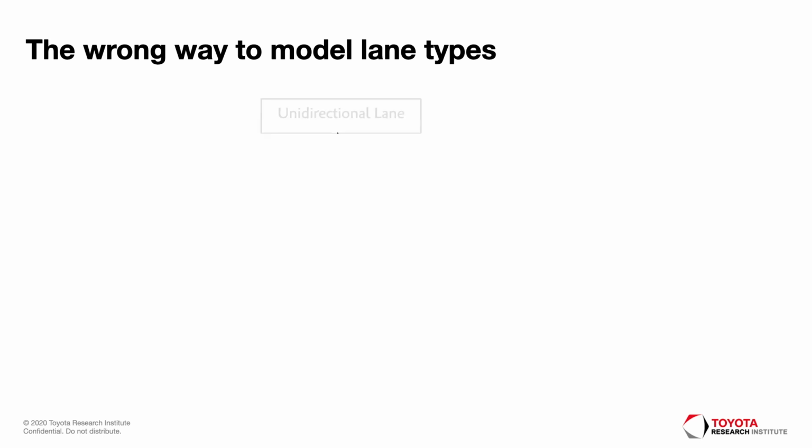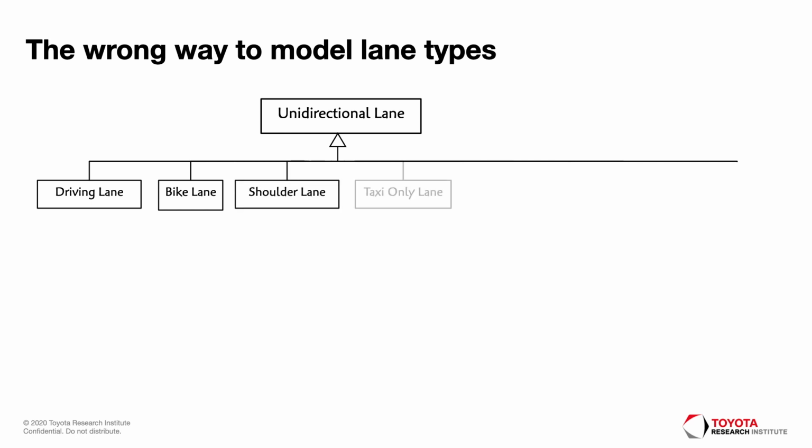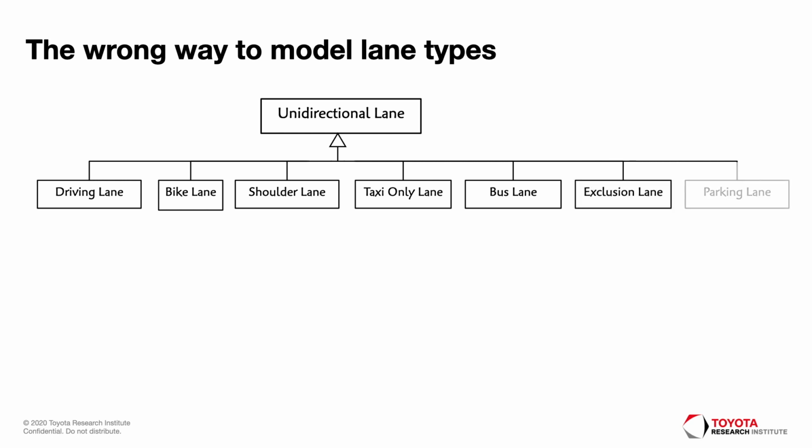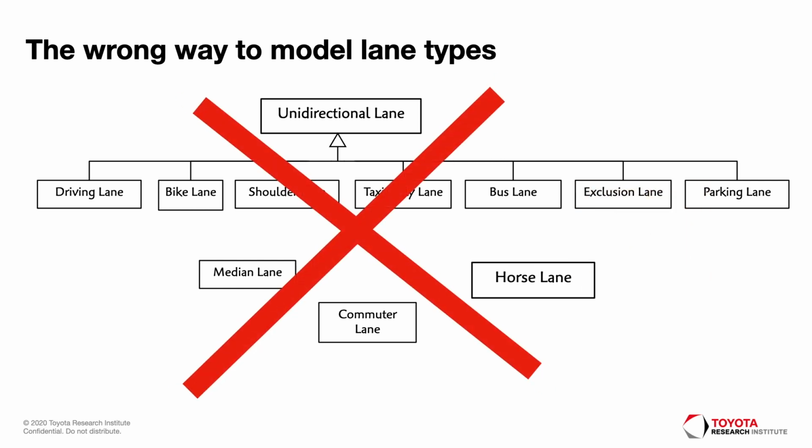Let's start off by modeling all these lane types the wrong way. So we take unidirectional lane, and we subclass it out to driving lane. And then we have bike lane, shoulder lane, say there's a taxi-only lane, maybe a bus lane, an exclusion lane, a parking lane. Oh wait, we forgot something, a median lane, maybe a commuter lane. Who knows, one day we might encounter a horse lane. The worst thing we could do would be to just subclass unidirectional lane into every type of lane we encounter.